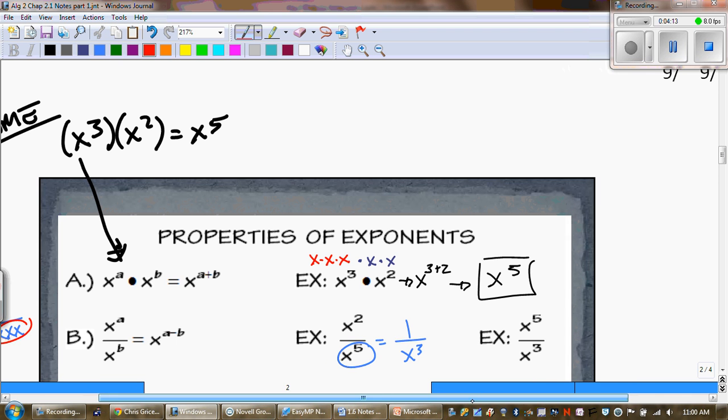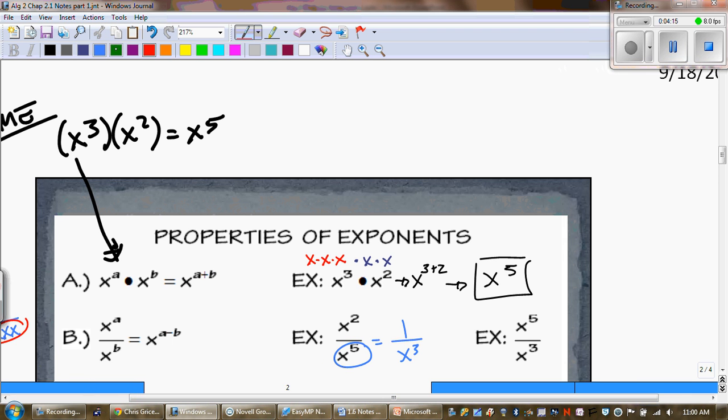Okay? Now, the next example, who wins, the top or the bottom? Well, the top wins, okay? And the top wins by 2. And there's nothing left on the bottom, but we don't write that 1. We would just write x squared, okay?